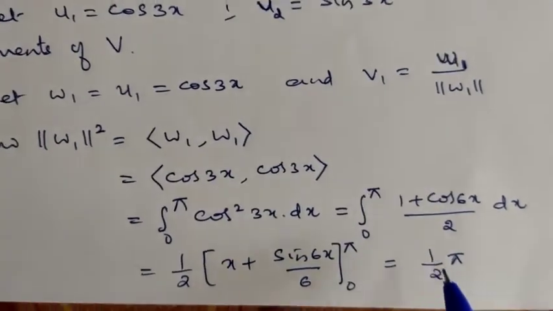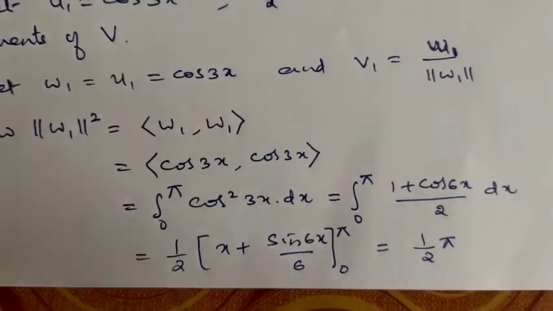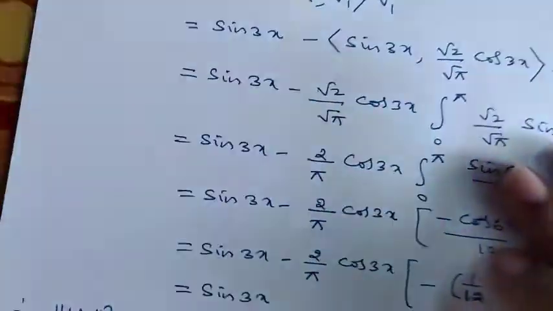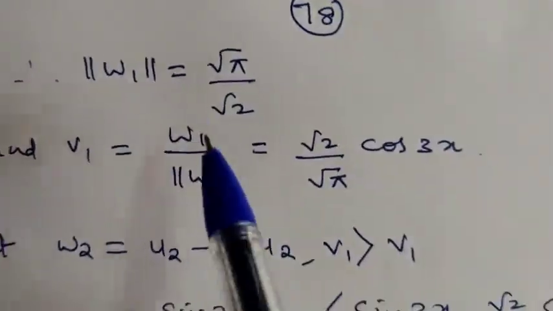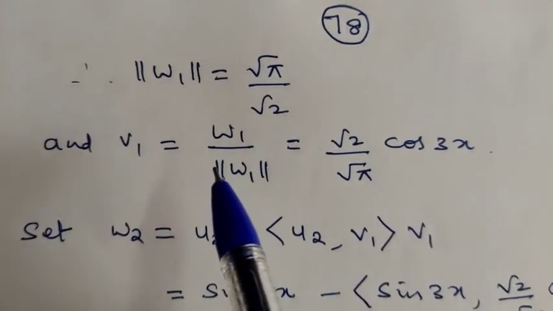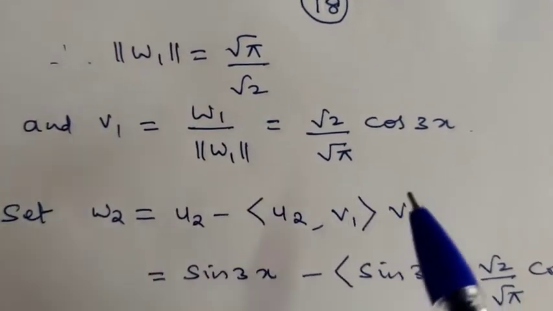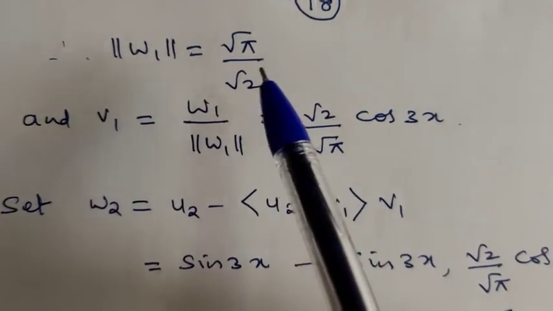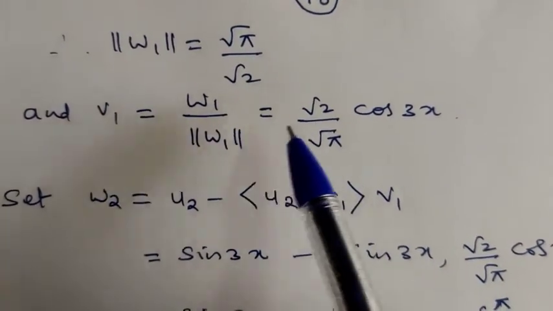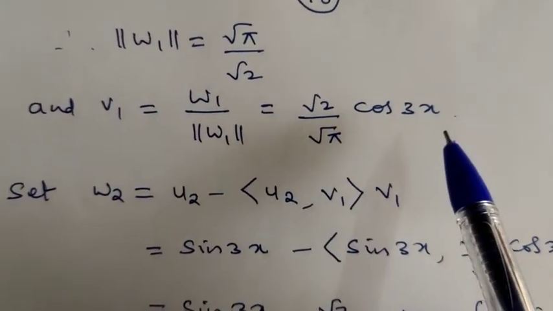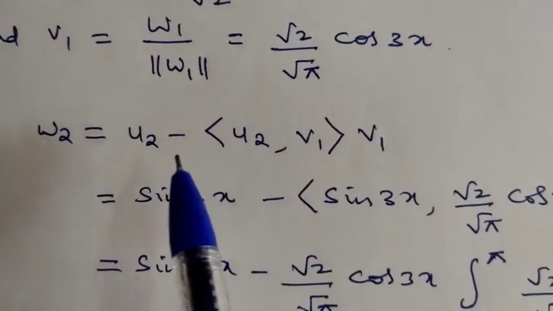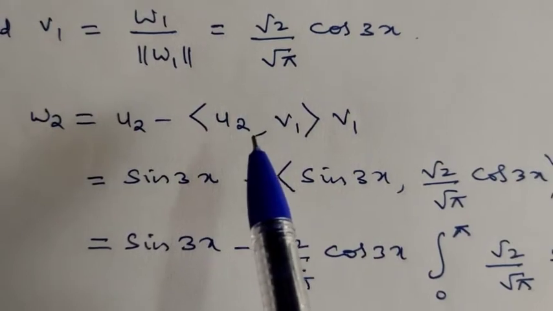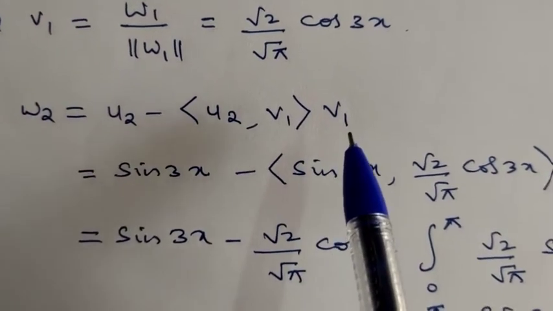Therefore the norm of w1 is what? Root pi by root 2. Therefore v1 is w1 by the norm of w1, which is equal to, taking the reciprocal, root 2 by root pi into cos 3x. This is v1. Again set w2 is equal to u2 minus the inner product of u2 comma v1 into v1.